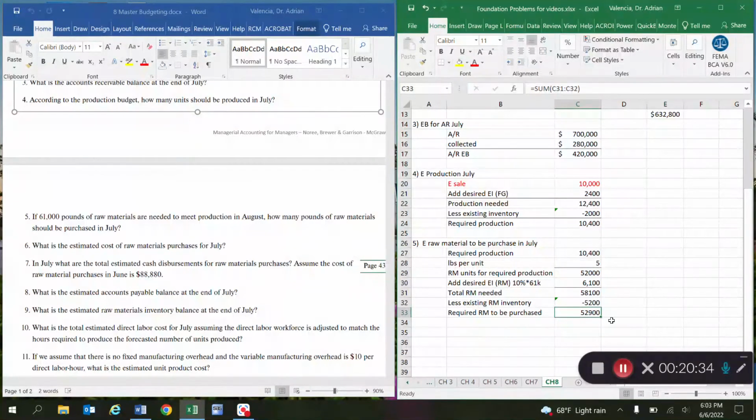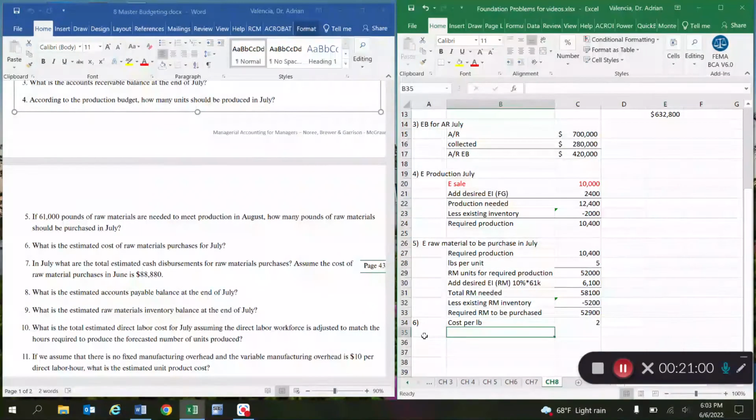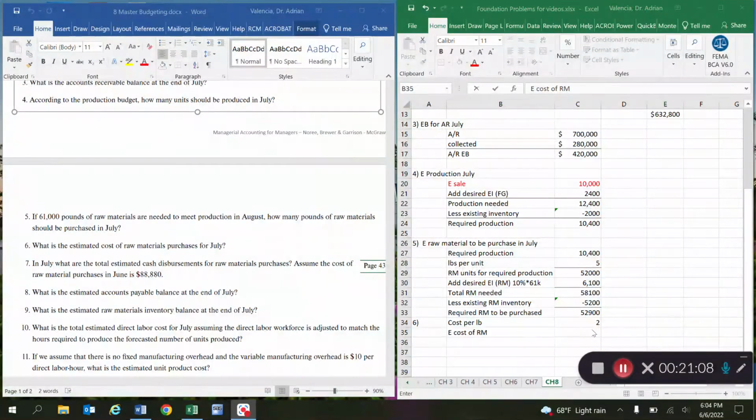So I assume the next one is going to have us calculate how much that is in dollars. This is number 6. What is the estimated cost of raw material purchases? All right, so naturally 6 just follows. If I need 52,900 pounds, and the cost per pound is $2, then I'm just going to multiply that, and that gives the expected cost of raw materials for the month of July.